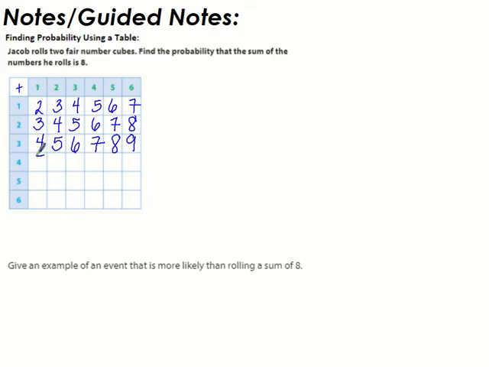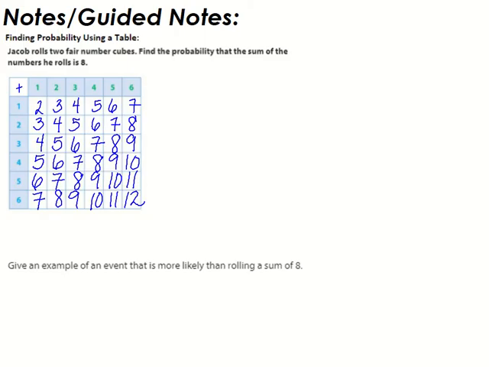So 4 plus 1, 5, and then 6, 7, 8, 9, 10. If you notice, they just keep getting bigger, bigger, bigger. This would be 6, 7, 8, 9, 10, and 11. And then 7, 8, 9, 10, 11, 12. 6 plus 6, 12. We want to know what his probability is when he rolls an 8.